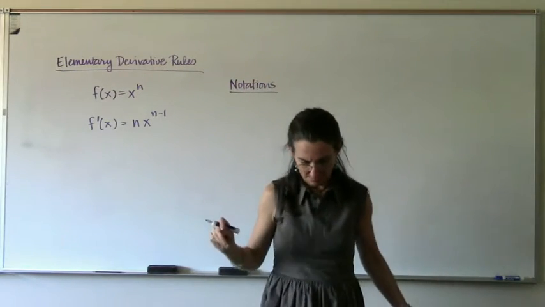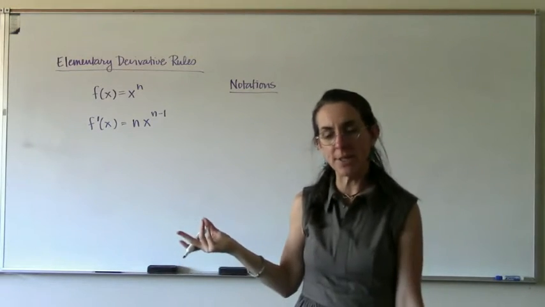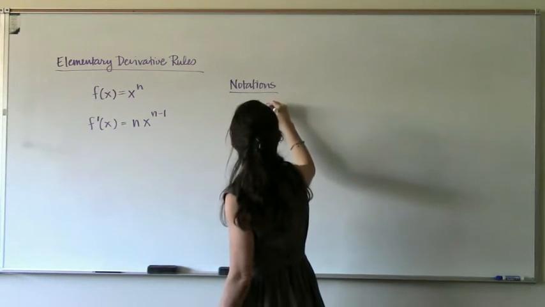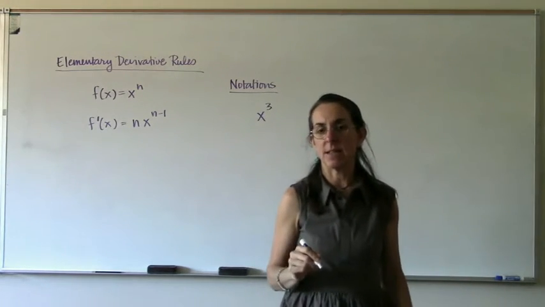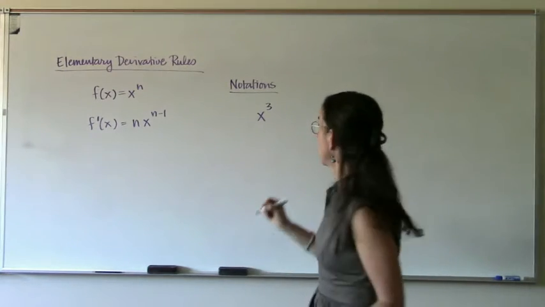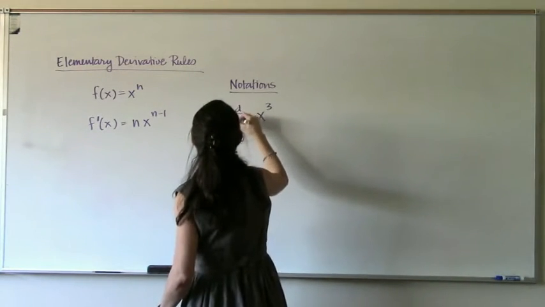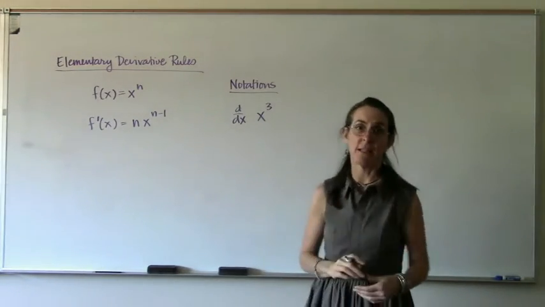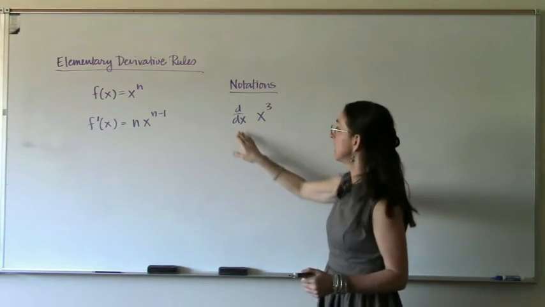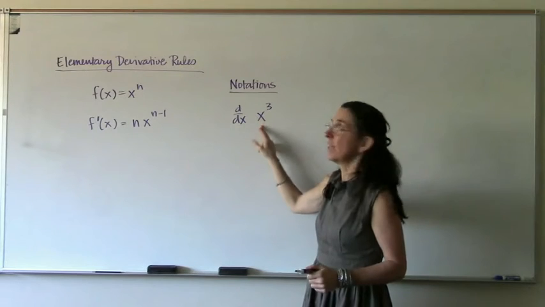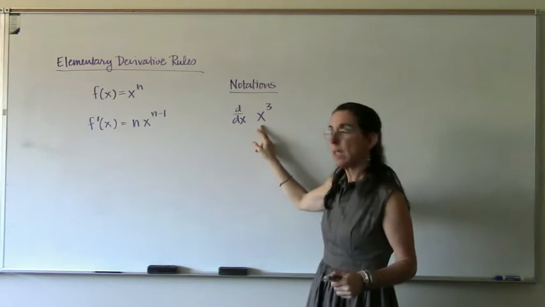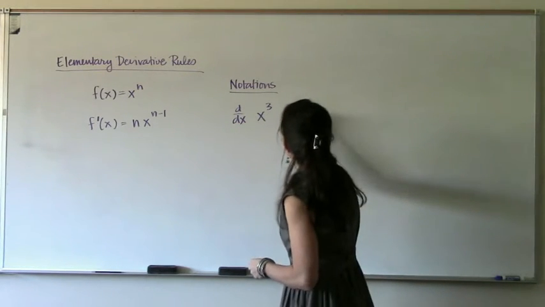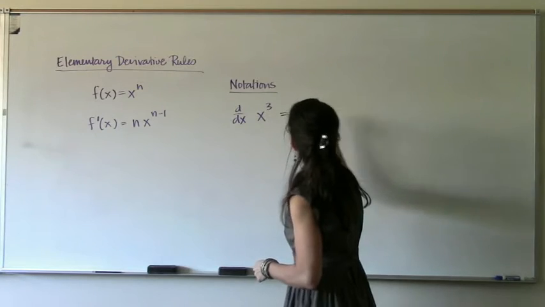There's what's called a differential operator. It's a way to say, here, take the derivative of this, and it looks like this. We say d dx, so d dx of x cubed. What this means is take the derivative of what comes after this with respect to x. So I would write d dx of x cubed, and this is equal to 3x squared.